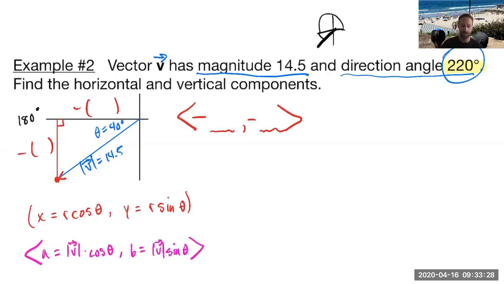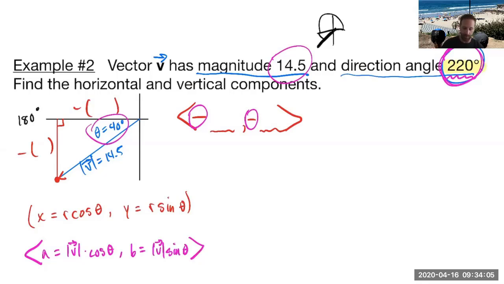So just make sure that you get the correct placement of our vector, which is going to be dependent on both its magnitude of 14.5 and obviously its directional angle theta 220. So what should we actually use for theta? The 40-degree reference angle or the 220-degree? Remember, the reference angle is only going to give us the value. We actually want the 220-degree placement in quadrant 3.